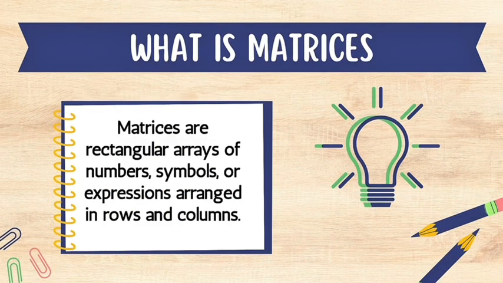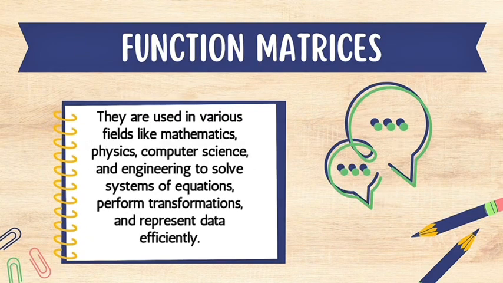What is a matrix? Matrices are rectangular arrays of numbers, symbols, or expressions arranged in rows and columns. Function of matrix: they are used in various fields like mathematics, physics, computer science, and engineering to solve systems of equations, perform transformations, and represent data efficiently.